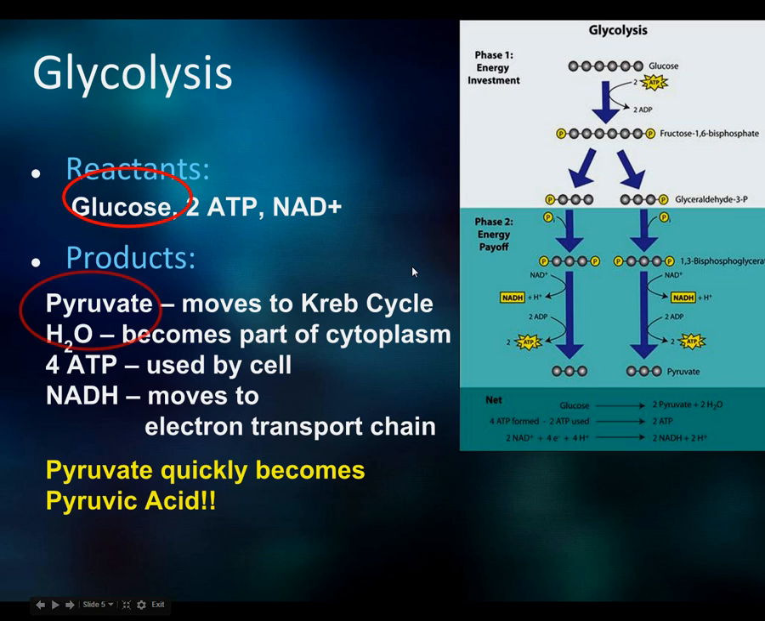Glucose and pyruvate are the things that you need to know the most. These are the most important. Glucose goes in, pyruvate comes out. The other stuff here will make it easier for you to understand what happens in fermentation, and it will make it easier to understand what happens during aerobic respiration. But pyruvate and glucose are the most important.